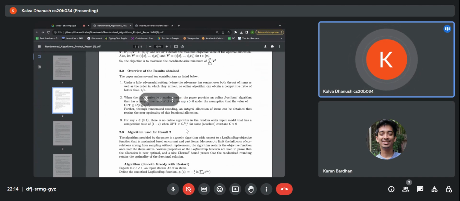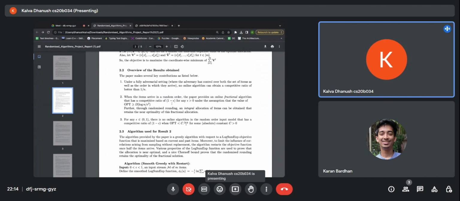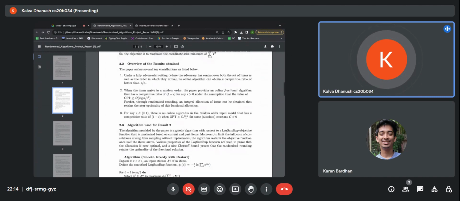But this is under the assumption that the value of the optimal solution, whatever value we obtain as the minimum in the optimal solution, has to be at least log n by epsilon square. In that case the paper provides a 1 minus epsilon competitive ratio algorithm, and this ratio can also be achieved even though this is a fractional allotment, through randomized rounding. Let's say there are three agents, and item one is allotted 0.2 to agent one, 0.4 to agent two, and 0.4 to agent three.